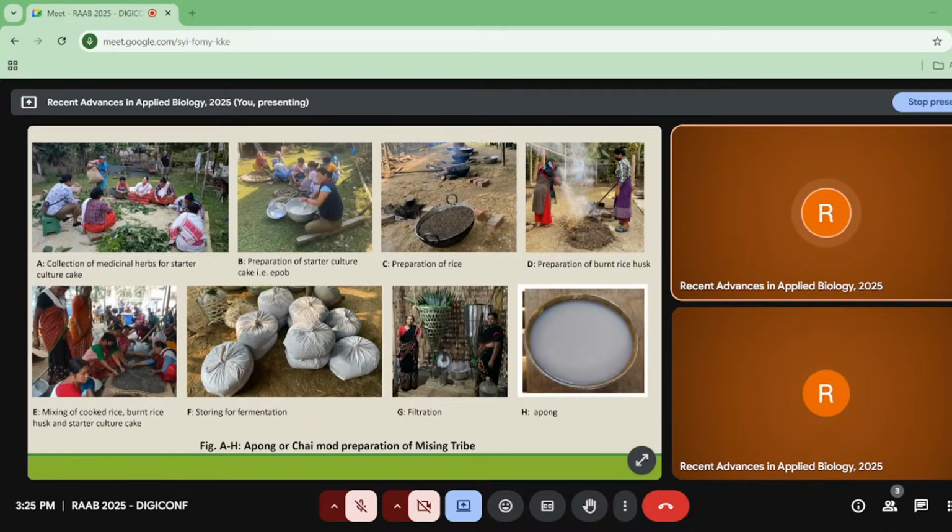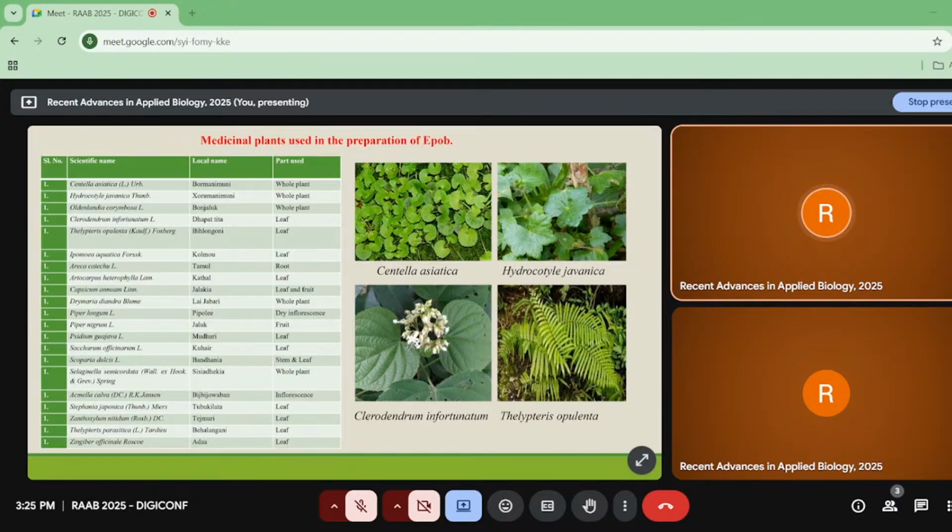So this is the way it's prepared, the entire process, like the preparation of the starter cake and the preparation of the entire rice beer. Now it is believed that before preparation, they collect medicinal herbs, and from these they prepare the starter cake. The starter cake has lots of different medicinal plants, and those plants have different endophytic fungi and endophytic bacteria. Those endophytic bacteria and fungi are responsible for enhancing the probiotic level in the fermented products.